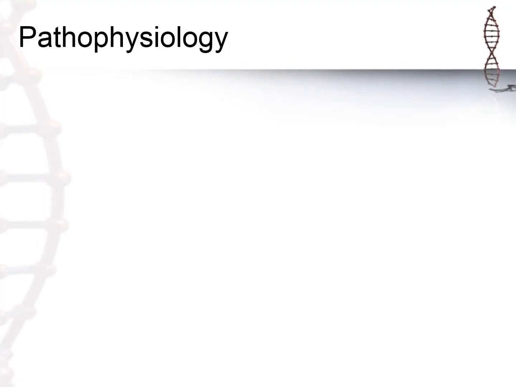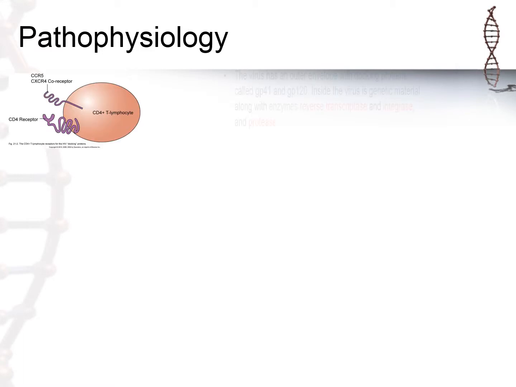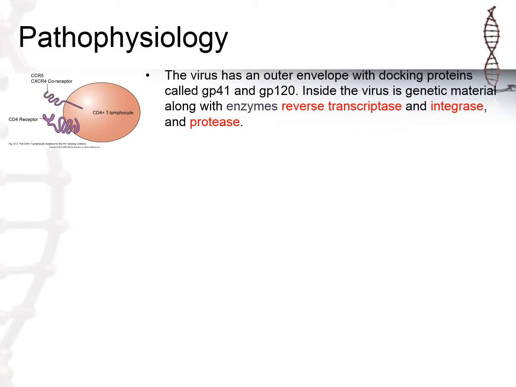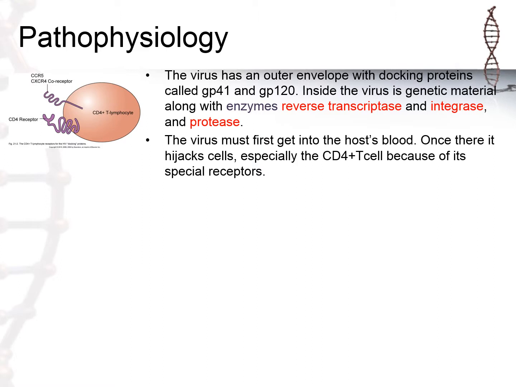Well, let's discuss the pathophysiology. The virus has an outer envelope with docking proteins called GP41 and GP120. Inside the virus is genetic material along with enzymes: reverse transcriptase, integrase, and protease. The virus must first get into the host's blood. Once there, it hijacks the cells, especially the CD4 plus T cell, because of its special receptors.